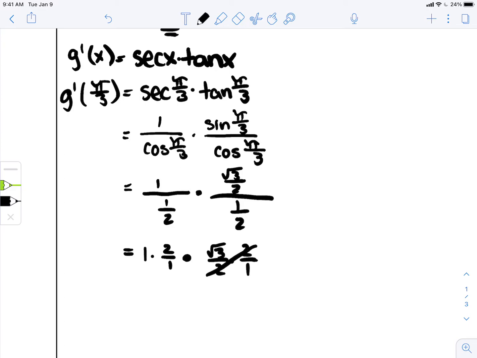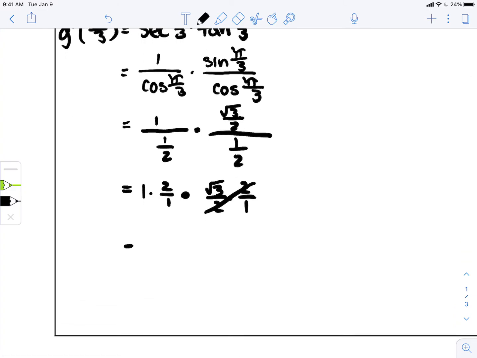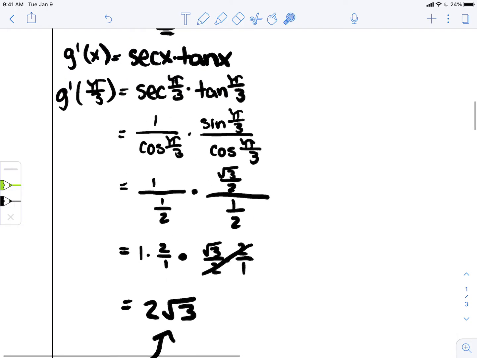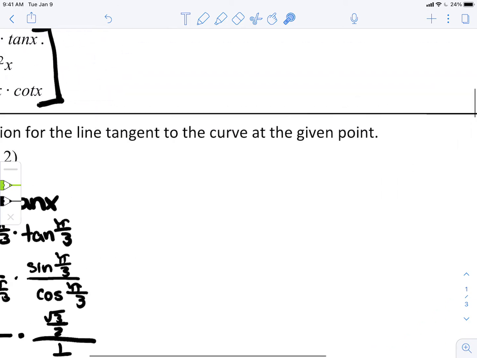These 2's divide out, and we're left with 2 radical 3, and this represents, once again, our instantaneous rate of change, or our slope. This represents a slope because it came from our derivative function.